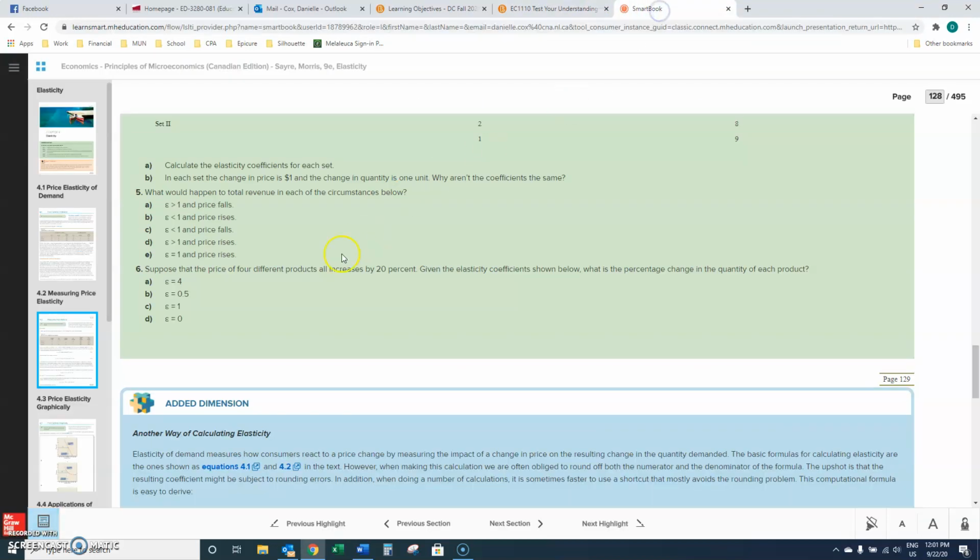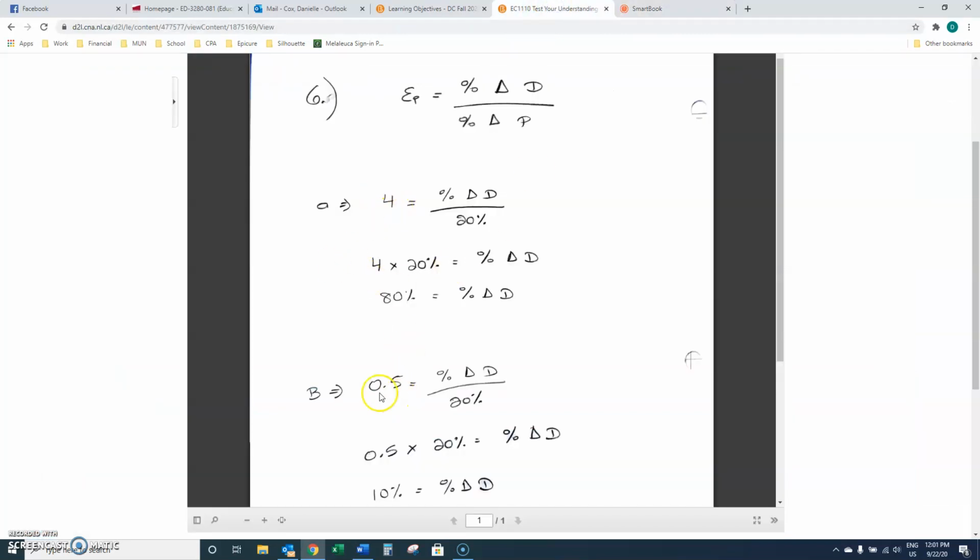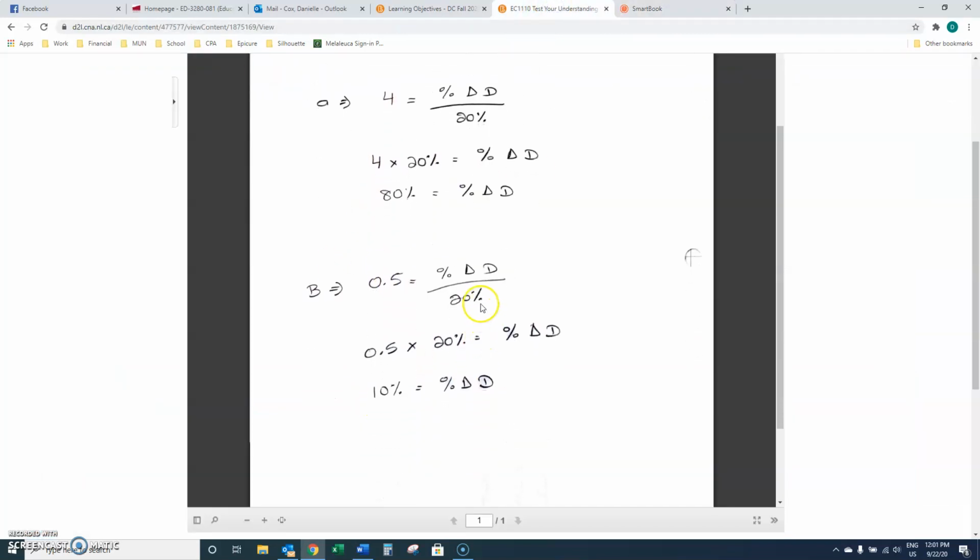And the same thing for the next one. It's the same 20% price increase, but we know the elasticity coefficient is 0.5. So instead of 4 here, we have 0.5. We still have the 20%. So you multiply the 0.5 times the 20%, and that isolates our percent change in quantity demanded over here. And when you work out the math, it's 10%.